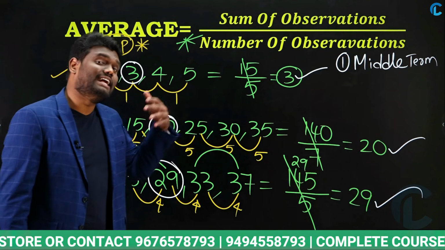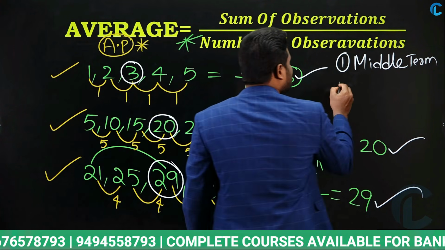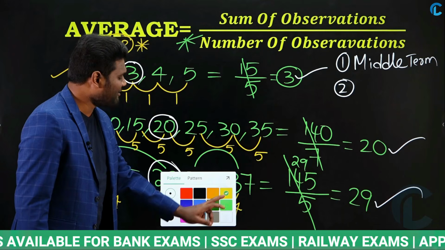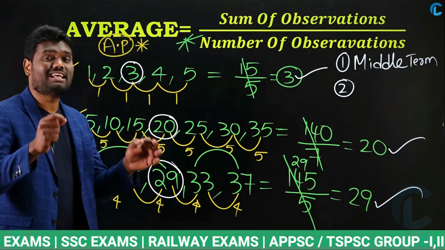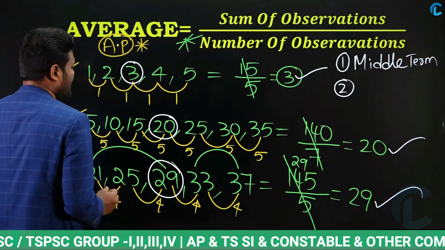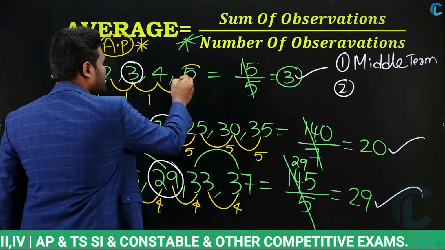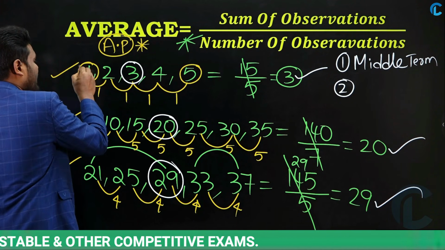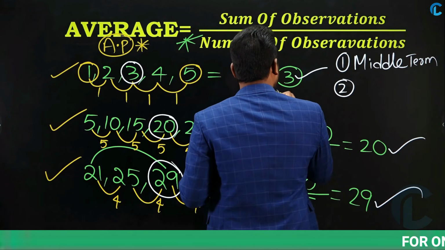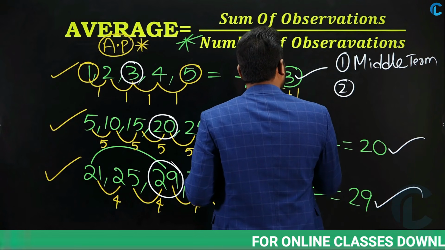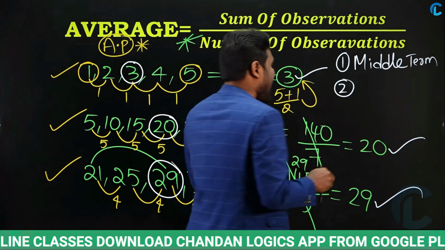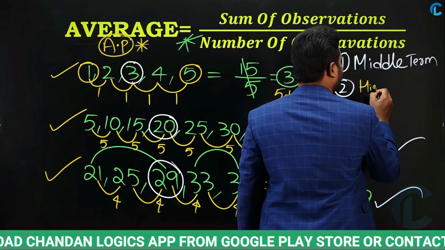Now this can be said in a different way also. If the given series is in arithmetic progression, we can say the average is the highest number plus the lowest number, divided by 2. What do you mean by that? Observe here carefully. In this series, what is the highest number? 5. What is the lowest number? 1. So the highest number is 5 and the lowest number is 1, so 5 plus 1 by 2 is nothing but 3. Yes or no?